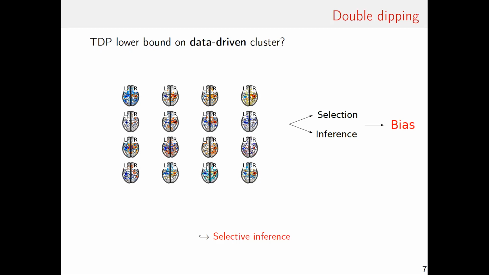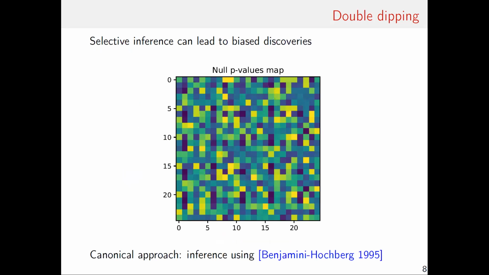And so I want to show you this very concretely on a very simple example in 2D. So here we generated some noise. This is Gaussian noise. There is no signal at all. And we've computed the p-values on this 2D grid, on this null data. So here you have a null p-values map again. So there is no signal there.